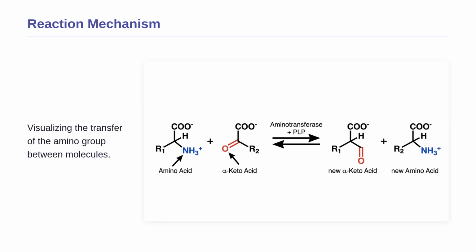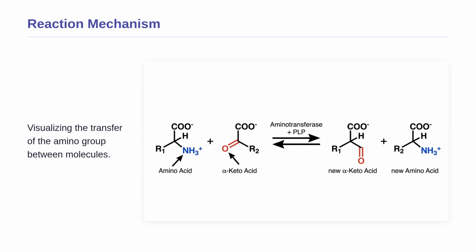Now that we have calculated these specific examples, let us visualize the actual molecular mechanism on screen. On the left side of the diagram, you can see the starting amino acid, carrying its nitrogen group, highlighted as NH3+. Below it is the starting alpha-keto acid, which has a double-bonded oxygen instead of nitrogen. Notice the reversible arrows in the center, driven by the aminotransferase enzyme and its PLP helper.